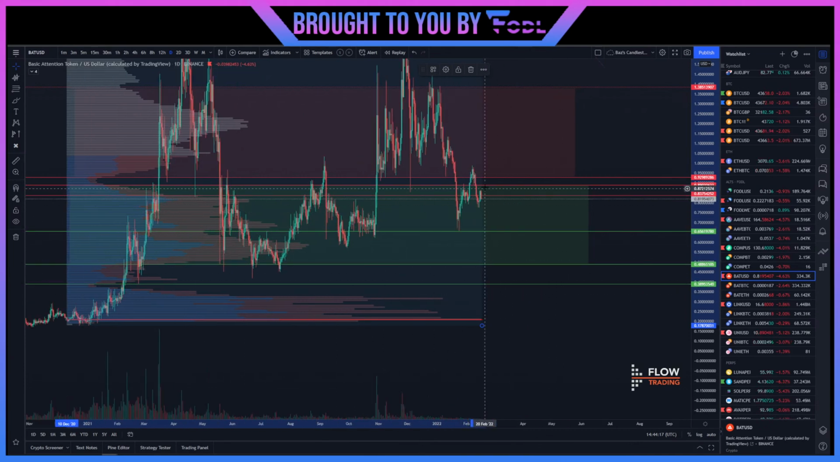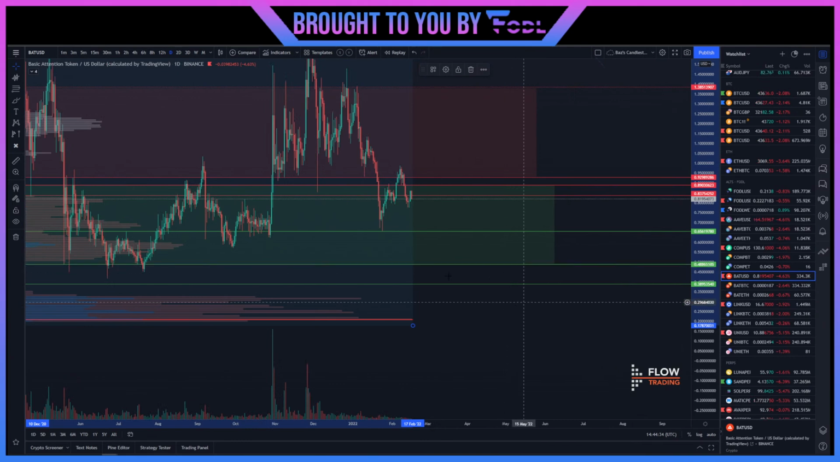And yeah, so I just expect we're back inside of this balance area here. If we cannot get back above it, then I think it's going to be a very quick trip to this one here, and then we'll have to wait and see if we bounce there like we did here, or if we are indeed coming all the way down here and test this low at around about 50 cents. Okay, so BAT for me is also looking like we're going to get some more downside.